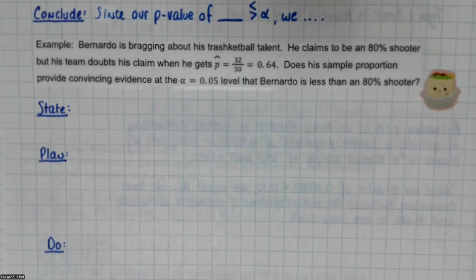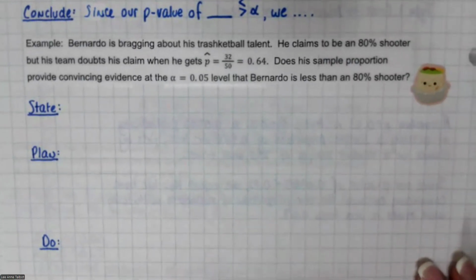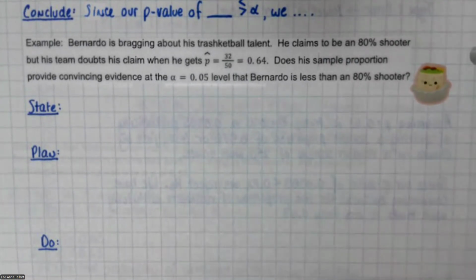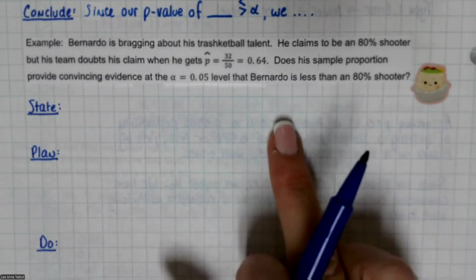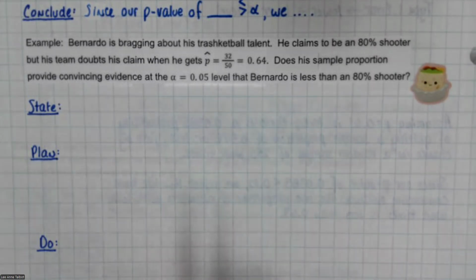Okay, guys, let's do this. Bernardo is bragging about his trash can talent. He claims to be an 80% shooter, but his team doubts his claim when he gets p hat equals 32 out of 50 shots, which is 64%. Does his sample proportion provide convincing evidence at the alpha equals 0.05 level that Bernardo is less than an 80% shooter? So you're asking yourself, is his sample proportion so low that we can tell him he's not really an 80% shooter? Because now you're skeptical because he said 80, but he only got 64. So the question is, how far off is 64% from 80%?